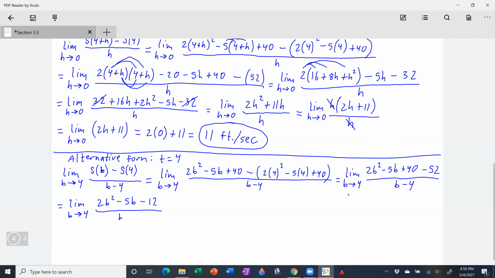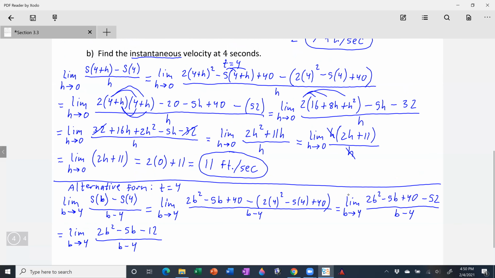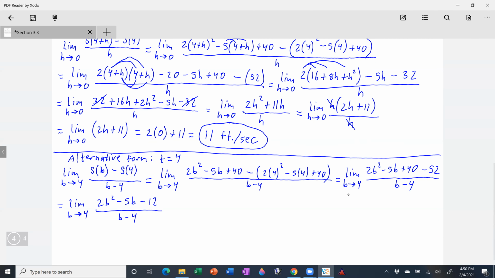Okay, and then here's where it's a little bit different than the h thing. In the h thing, we were able to cancel some like terms, combine like terms, factor out an h and cancel it. Here, we still want to do some factoring, but it's in a little bit of a different form. We're hoping that that full b minus 4 cancels as one of the factors. So here we go. Let's see what's left over. Make sure you keep writing limit.